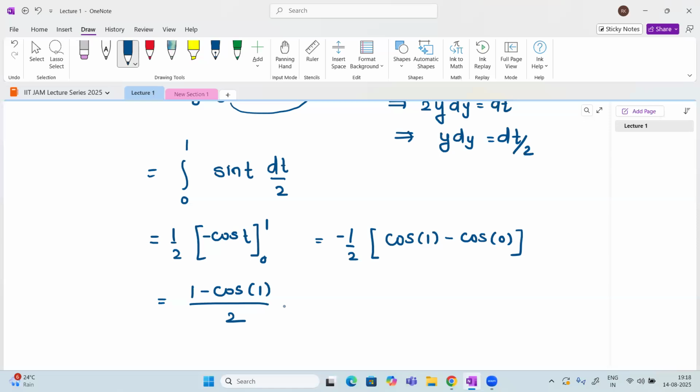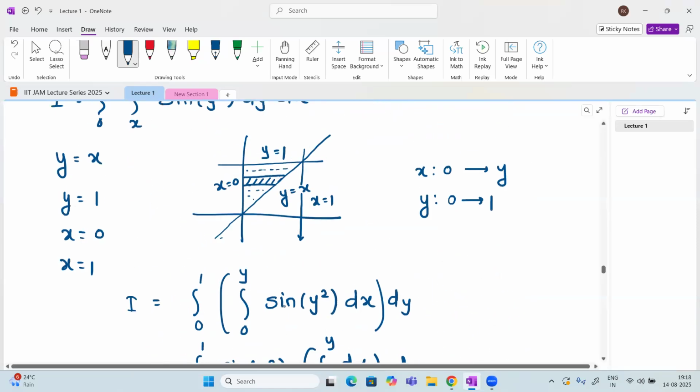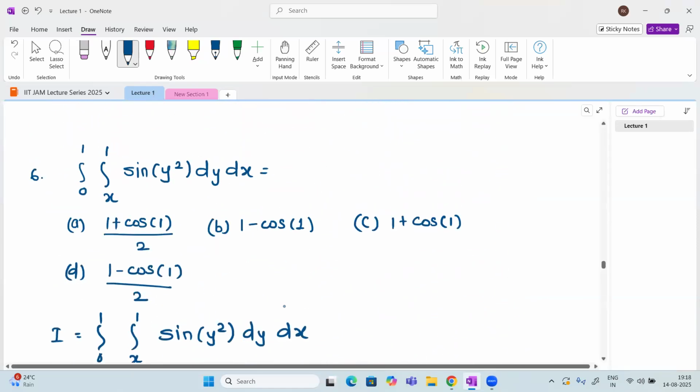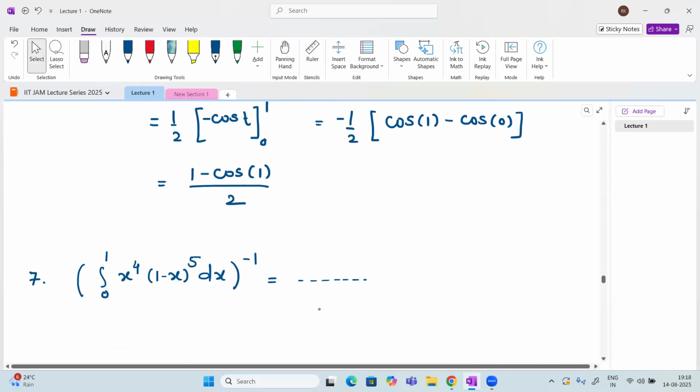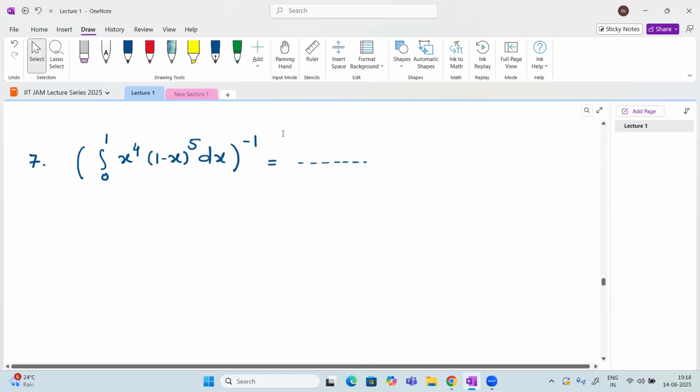So let us check the correct option. 1 minus cos 1 by 2. So this is the correct option, right? Option D is the correct option. Okay. So this is our next problem.